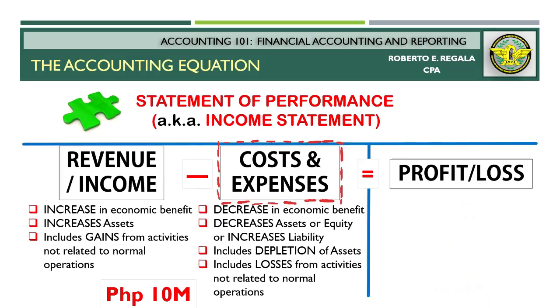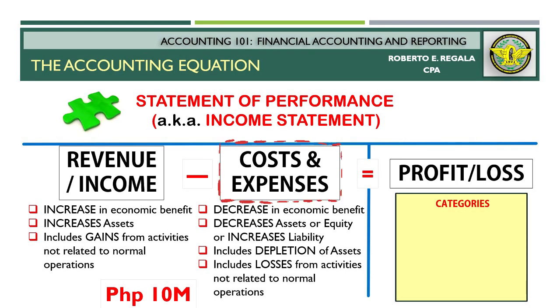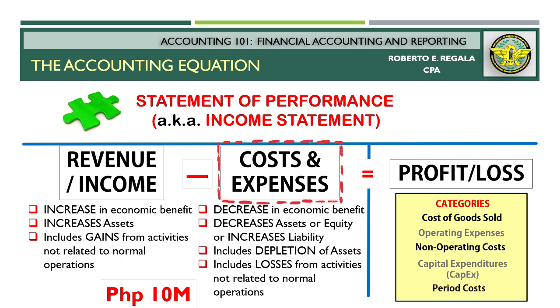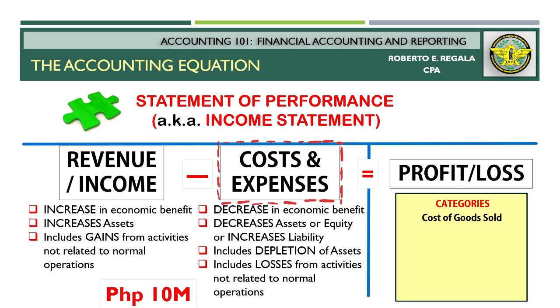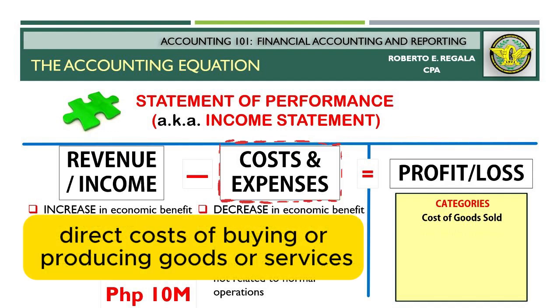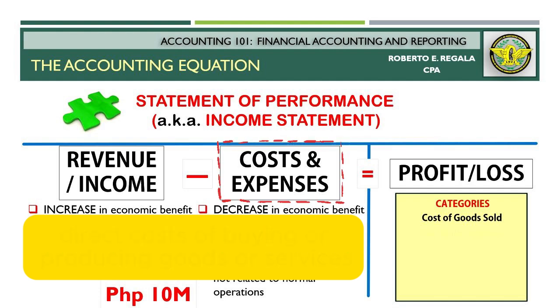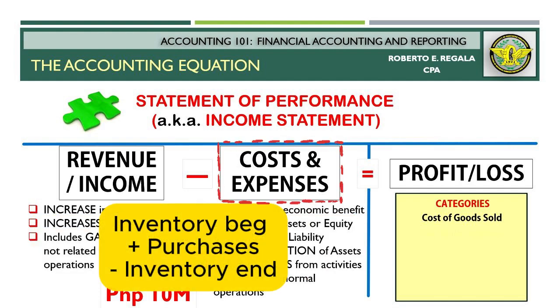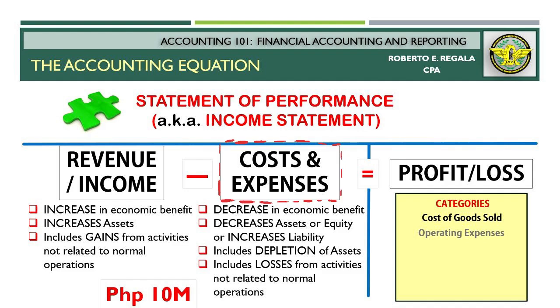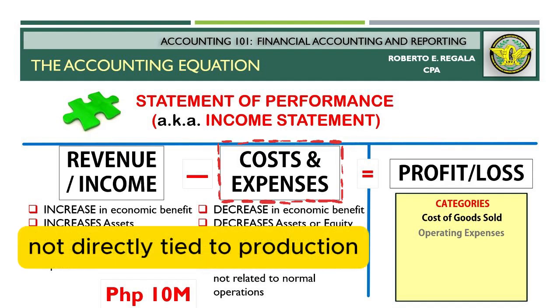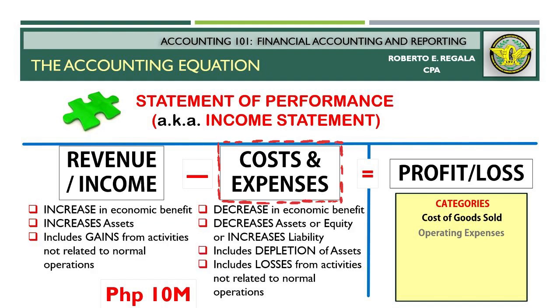The categories of costs that may be found in an income statement include the cost of goods sold, operating expenses, non-operating costs, capital expenditure or CAPEX, and period costs. The cost of goods sold represents the direct costs of buying or producing goods or services sold by the business. The formula to compute for this is opening inventory plus purchases minus closing inventory. Operating expenses are associated with running the business but not directly tied to production. Examples of these are marketing and administrative expenses.